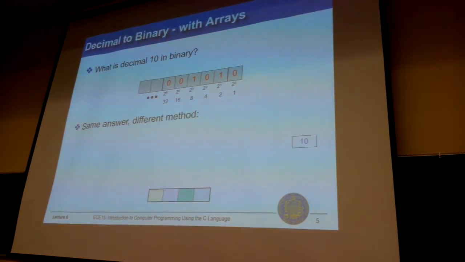So let's see how we can convert 10 into binary using this alternative method. And so the alternative method was just based on dividing by 2, right?